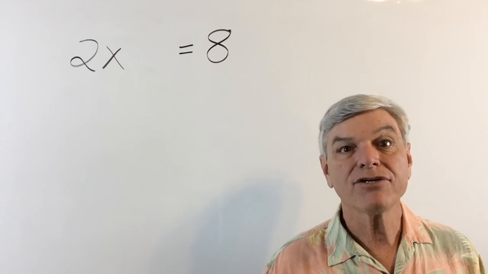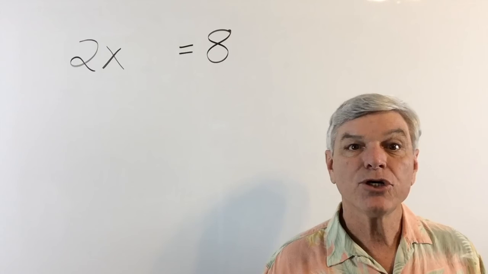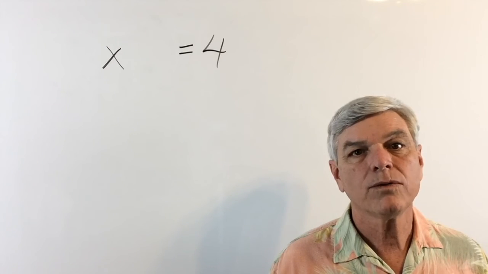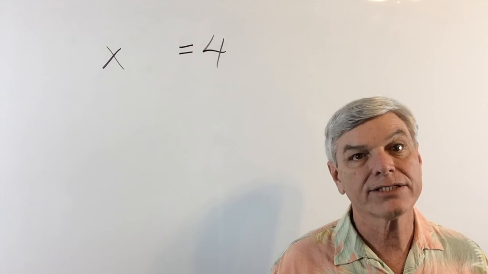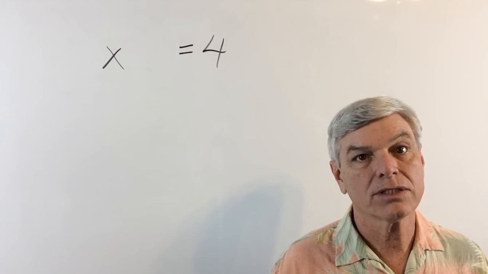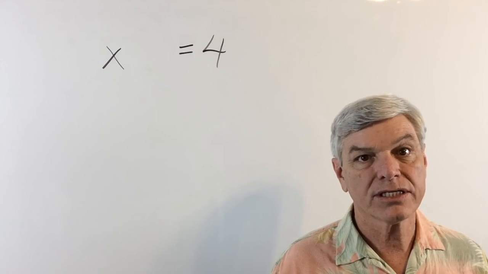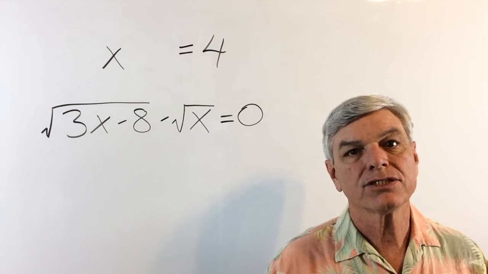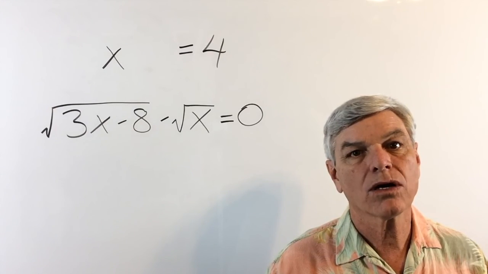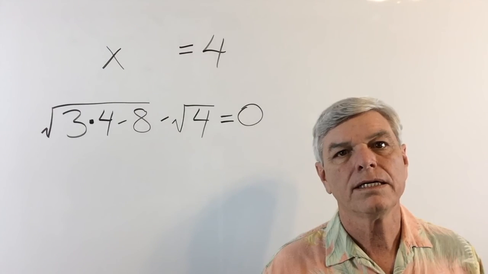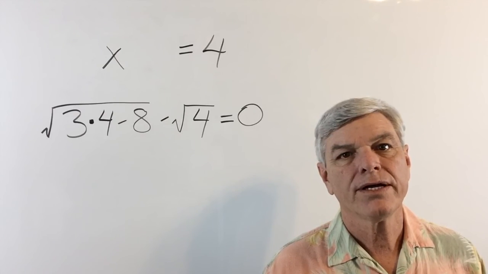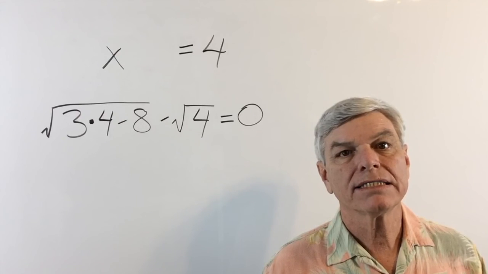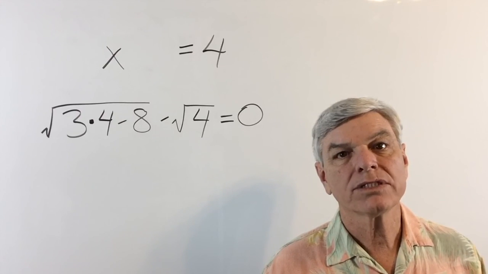But anyways, we have 2x equals 8. So x equals 4. And that is our answer if it works. Let's check that out. Let's substitute that into the original equation. And that's our original equation. And so why don't we substitute 4 in where all of our x's are. There you go. And we have root 3 times 4 minus 8. And minus root 4 equals 0.